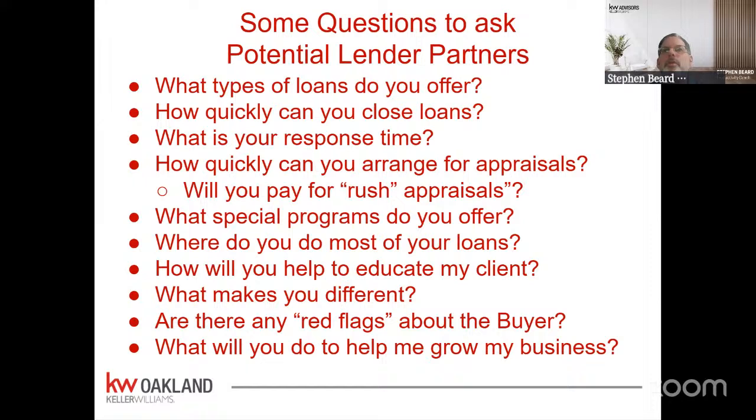How quickly can they do that? Let's suppose there's a very tight timeline. You only have a 7-day appraisal contingency. Will the lender order the appraisal rush and pay for it on behalf of your buyer to save your buyer some money on the rush appraisal? Because I promise you, the appraisers charge a premium if you want it next day, right?